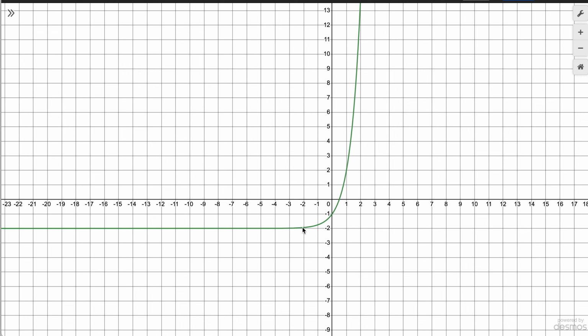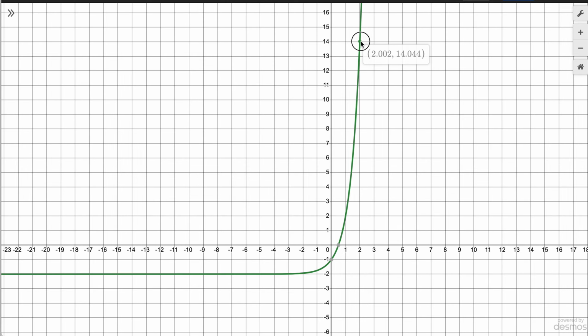So at -2, if I click on here, it tells me that the function is -1.938. At -1, I have -1.75. At 0, it's -1. At 1, it is 2, okay? And then at 2, the value of the function is going to be up here.